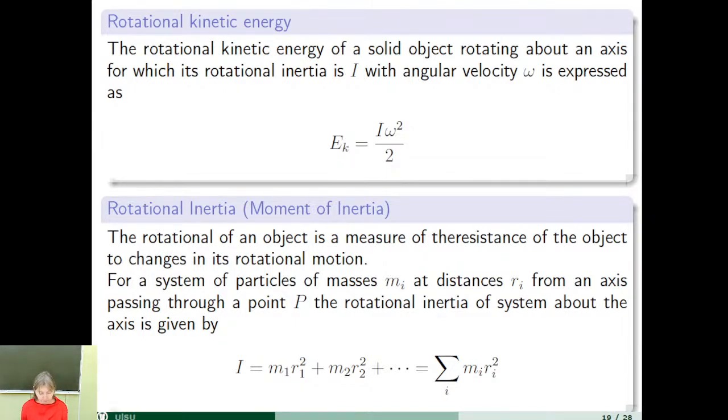The kinetic energy of a rigid body rotating about a fixed axis is given by this equation, where I is the rotational inertia, or moment of inertia, of the body, and I is defined as a sum of the product of particle mass and r squared.